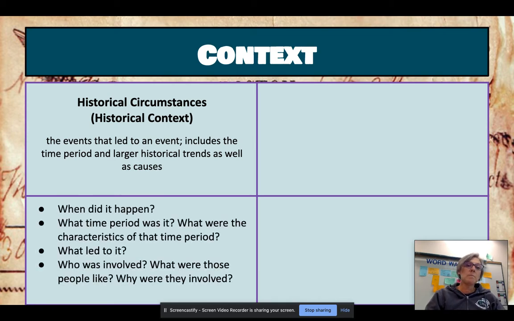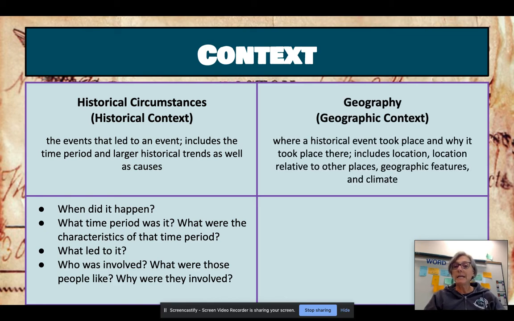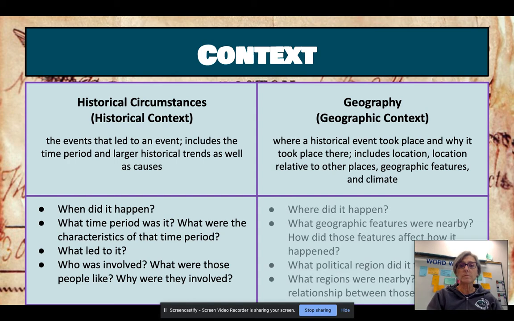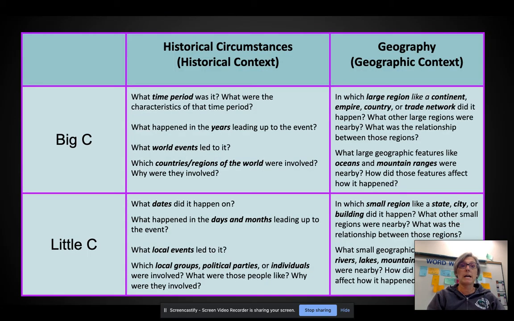When did it happen? What time period is it in? What are the characteristics of that time period? What led to it? Who was involved? Why were they involved? And then you're looking at the geography of that event. Where in the world did it take place? This can be a specific location or a relative location compared to other places around it. It may be influenced by geography and topography and climate. So where did it happen? What are the geographical features? Is it in a political region? What regions are nearby? So you've got to look at time and space for context.